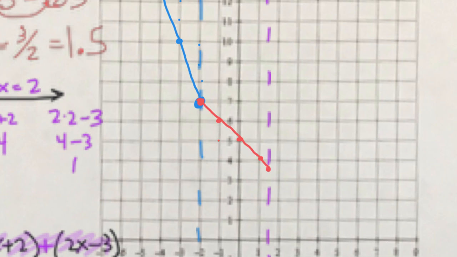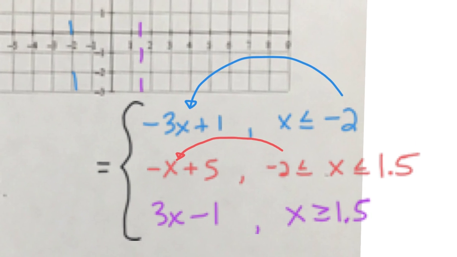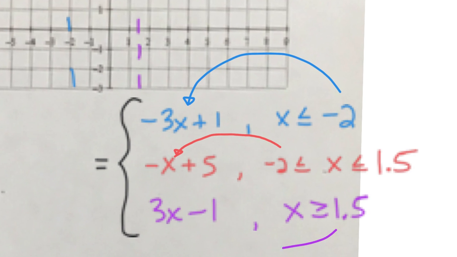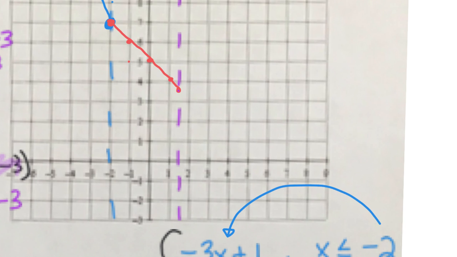So let's do a similar thing with our last one. We can plug 1.5 in here, right? 3 times 1.5 is 4.5. 4.5 minus 1 is 3.5. Okay, so once again, it starts here where the red one ended.